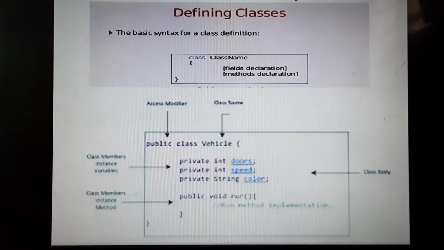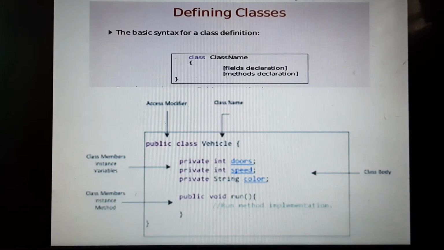So now whenever we go to the Java programming language, we have to define the class. The basic syntax of the class definition is we have to use the keyword class, and after that the name of the class and the field declaration and method declaration. What are the field declaration and method declaration?